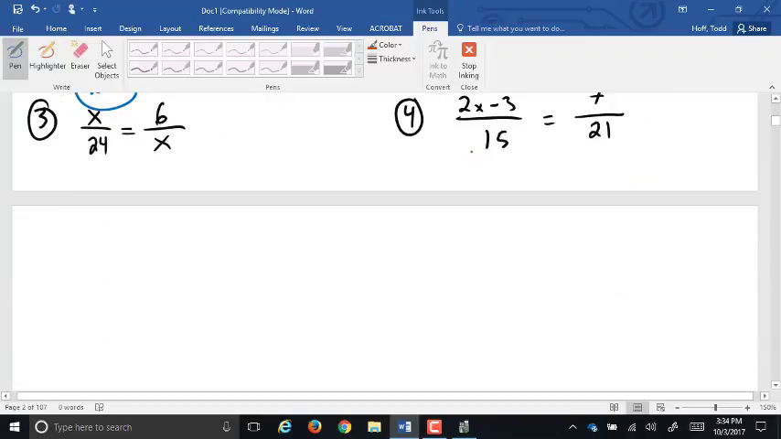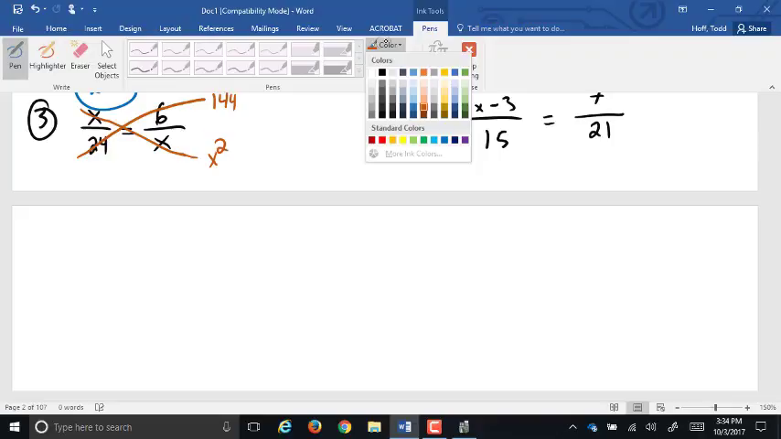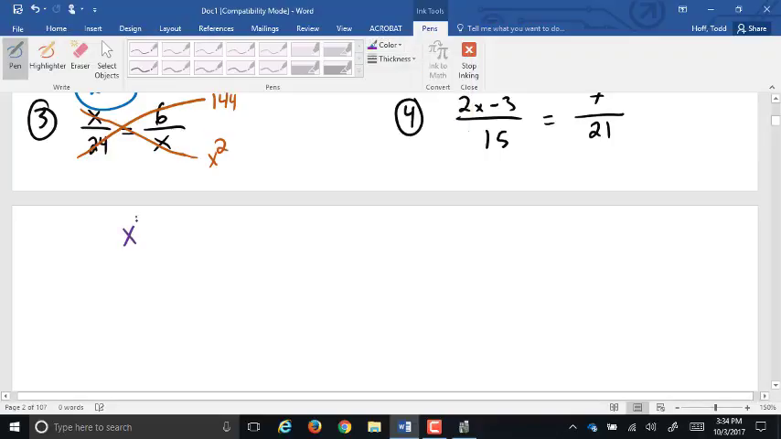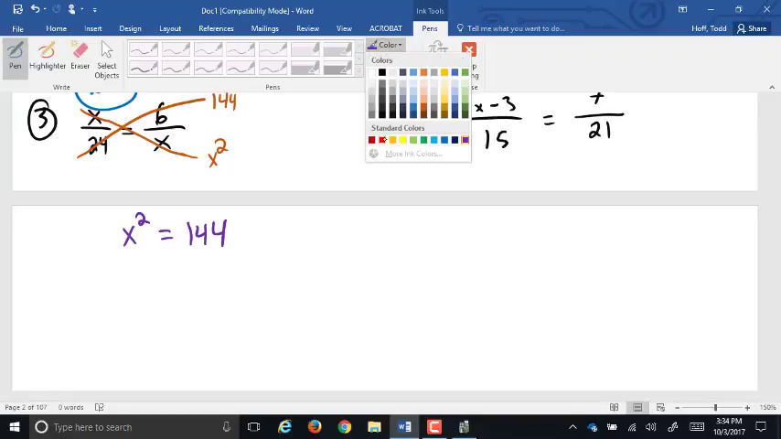Number 3 is where the confusion really starts. Because the x appears twice here, we cannot just cross multiply and divide. We have to do the full cross multiplication. So here we got 24 times 6 is 144. Going this way, we have x times x, which is x squared. The two cross products have to equal each other. X squared has to equal 144.